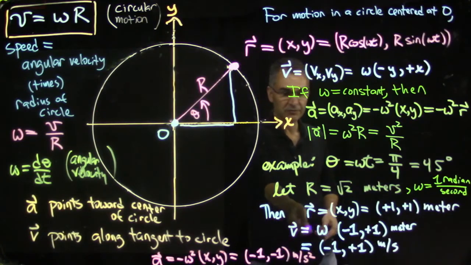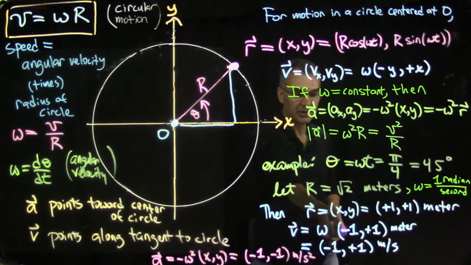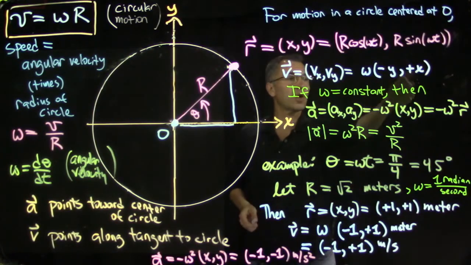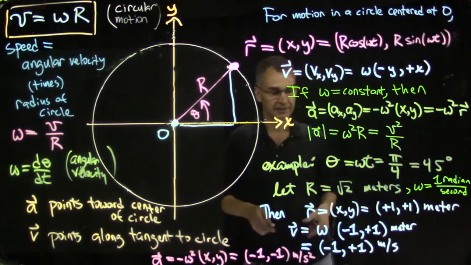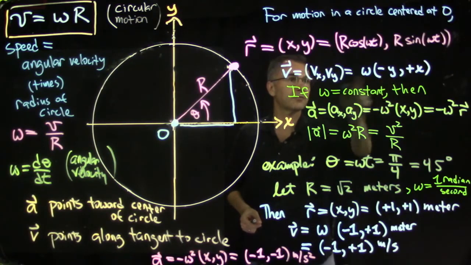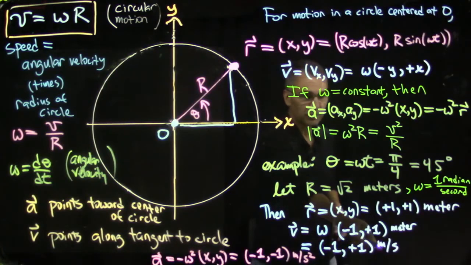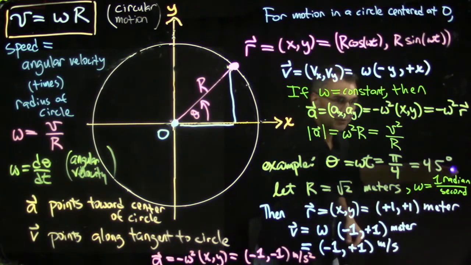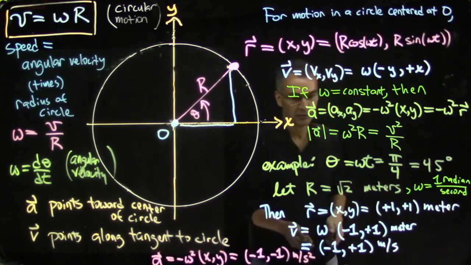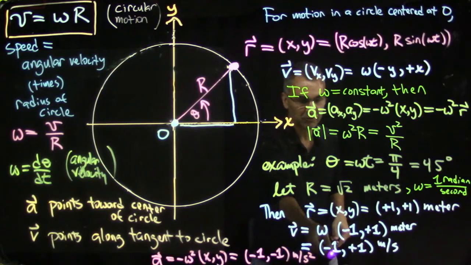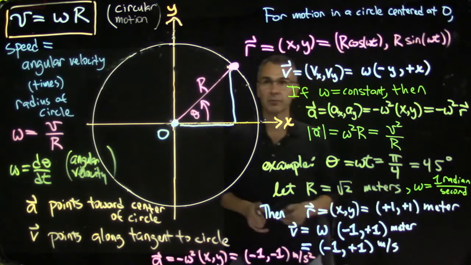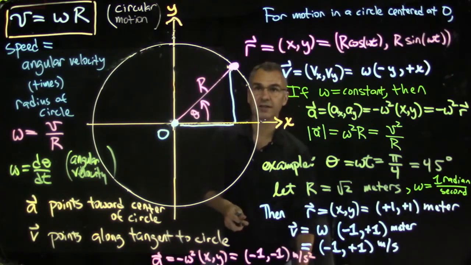Then the velocity vector is omega times minus 1 comma plus 1, because it turns out we just swap the x and the y and negate the first one. So that is minus 1 comma plus 1 meters per second. You see, we multiplied meters by radians per second, and we got meters per second because the radians really have no unit. So this is minus 1 meter per second in the x direction and plus 1 meter per second in the y direction. What does that look like if we draw it?